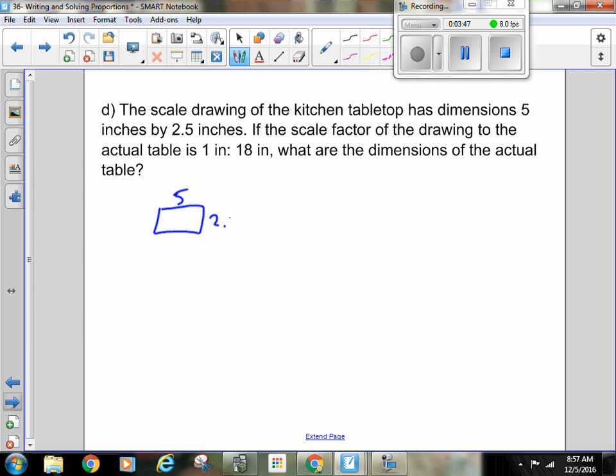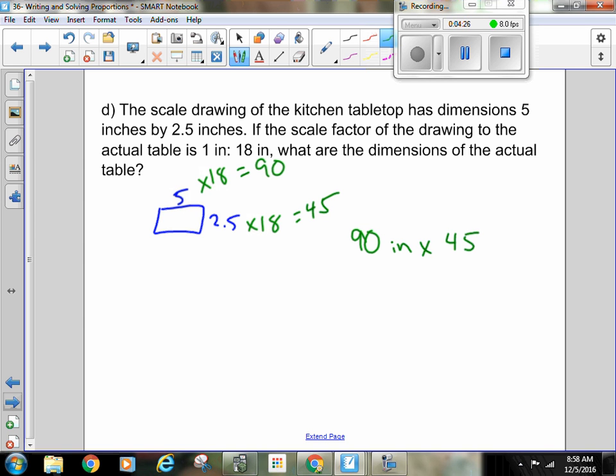Okay, the scale drawing of a kitchen tabletop has dimensions of 5 inches by 2.5 inches. If the scale factor of the drawing to the actual table is 1 inch to 18 inches, what are the dimensions of the actual table? So 1 inch to 18 inches means that 1 inch on my drawing is worth 18 inches in real life. So all I have to do is take 5 times 18 and 2.5 times 18. 5 times 18 is 90, so we can say 90 inches by, and then we take our 2.5 times 18 and we get 45.